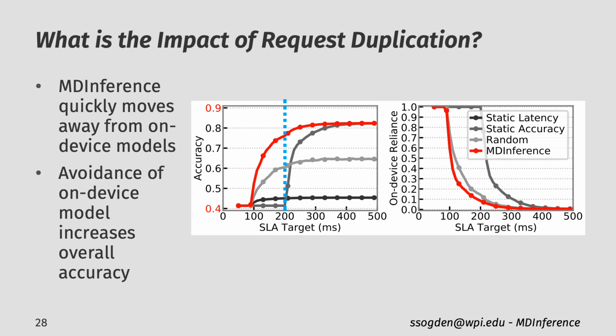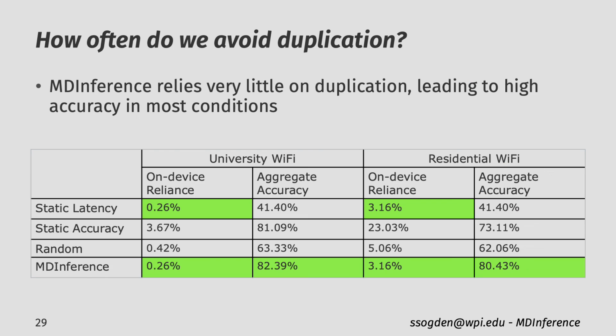We see the on-device reliance decreases very quickly as the ratio of requests using the on-device model quickly decreases. The accuracy increases as the on-device model usage decreases. While some requests will always rely on this model, as we previously saw, MDInference can improve accuracy over it very quickly as the target latency increases. And at our target of 250 milliseconds, it has an extremely low reliance of approximately 5% on the on-device usage.